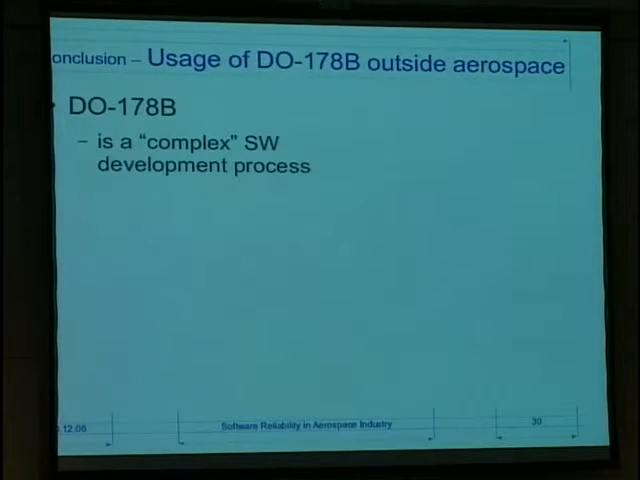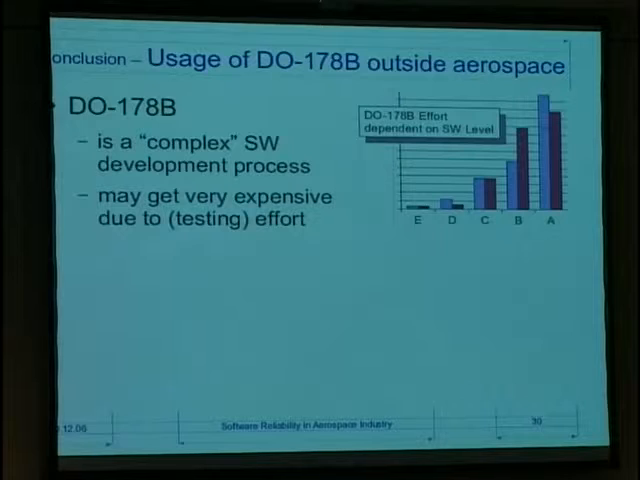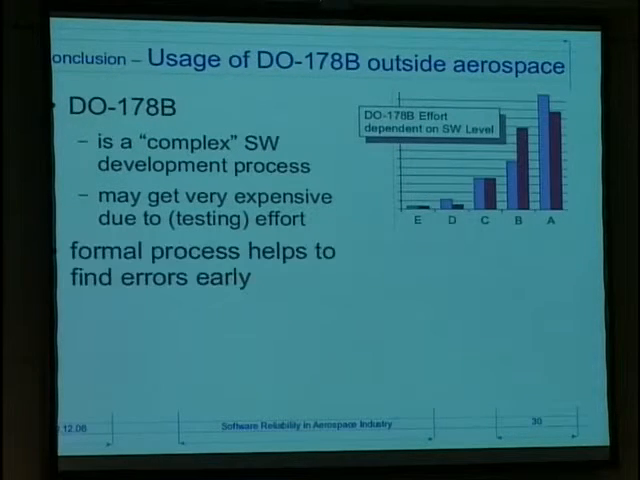Can we use it outside the aerospace industry? It's a complex software development process. It may get very expensive to do testing. So if you have a look at level E, which is just a number of 1, then you can imagine what level A means. By the way, this is just the expected and the real thing. Like most of the people think that level B will cost much less than level A, but that is not true, and so on and so on.